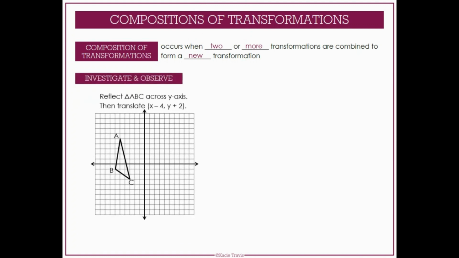All right. So, for this, we got two transformations happening to our triangle ABC. Our triangle ABC is going to be reflected across the y-axis, and then we are translating it. In our translation, our x is being subtracted by 4, and our y is being added by 2. So this is going to be moving to the left 4 and up 2. So let's go through. We're going to see how this works. All right, first transformation, we're going to reflect it here.